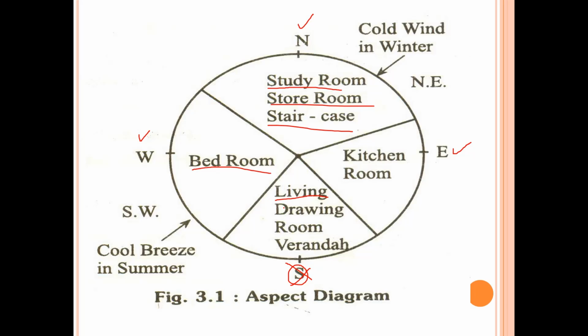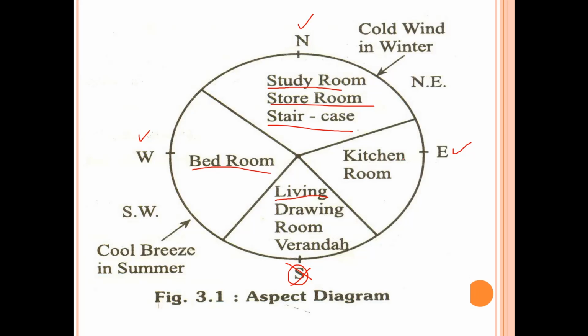So even if we prefer the south aspect for the living room, we have to provide the doors to the east, north, and west. Also, this should not be entirely to the south. We can choose the southeast or southwest aspect for the living room, or in that corner we can provide the living room.